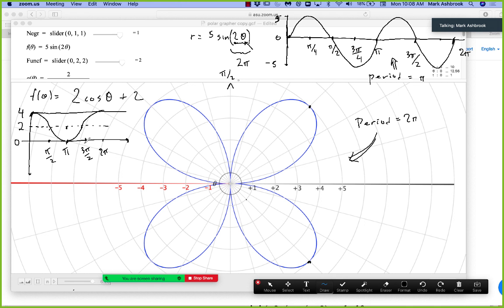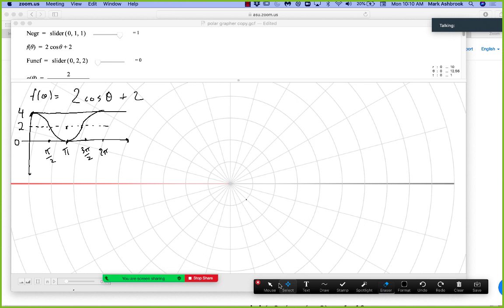Okay, so now use this Cartesian graph to see if you can sketch. This is an easier one. There's no negative. We have no negative R values. So without any technology, see if you can, in 2 or 3 minutes, sketch that polar graph. Ready? Go. Okay, so from 0 to pi over 2, what does R do?